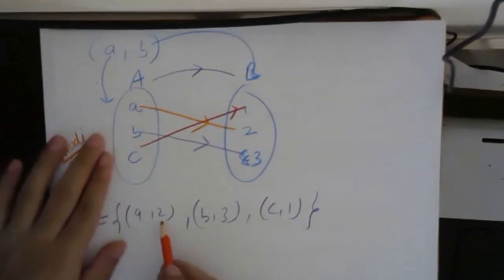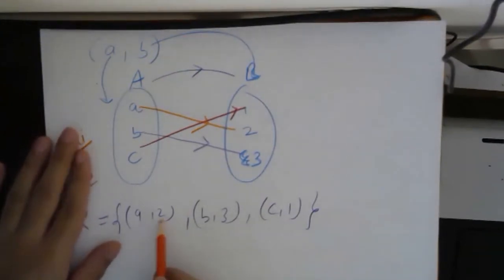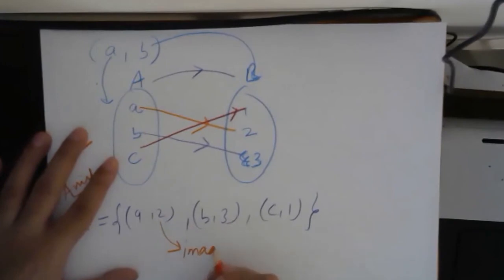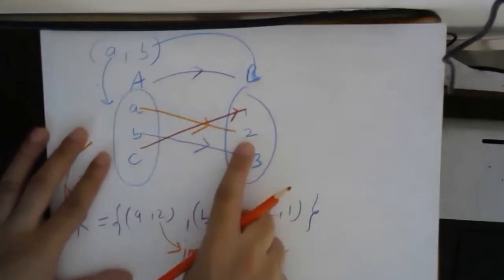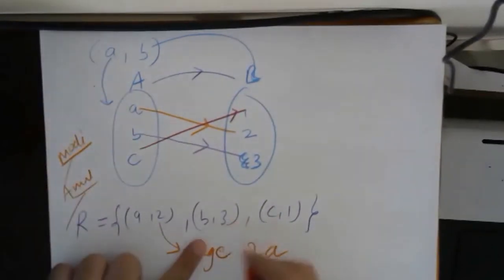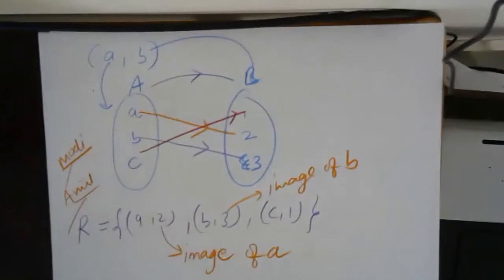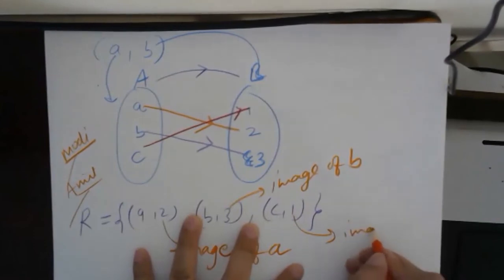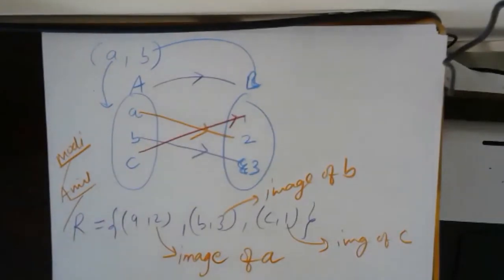Now see, I will give a certain name. I will say that the image of A is 2. This thing I will call an image. This 3 is an image of B, and 1 is an image of C. This is just a name given, just a definition. It's just to read something. I'm just defining, just giving names.